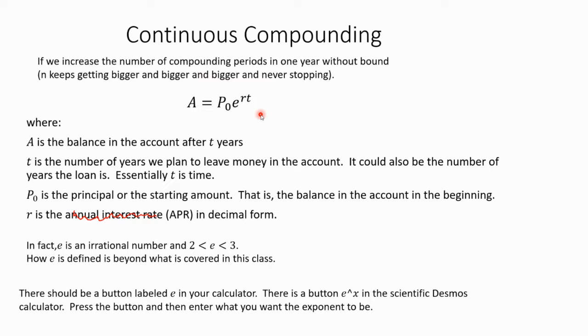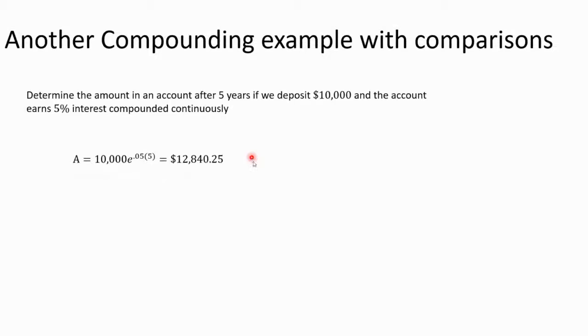Okay, so we have that. As an example of this, let's say we decided to have the account compounded continuously. Again, T is 5, P0 is $10,000, and the annual percentage rate is 5%, so R is 0.05. This is what the amount would be, and this is how much we would get. It's probably maybe 22 cents more than compounded daily.